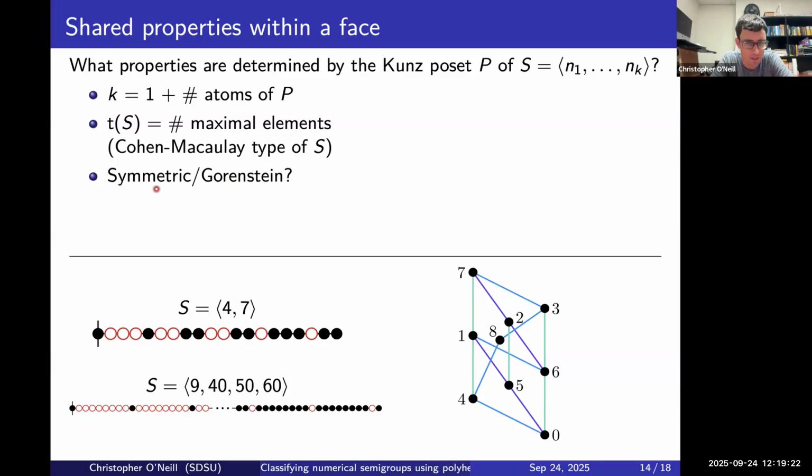One that comes up a lot is symmetric numerical semigroups. For the more algebraically inclined here, that is when the corresponding toric ideal is Gorenstein.